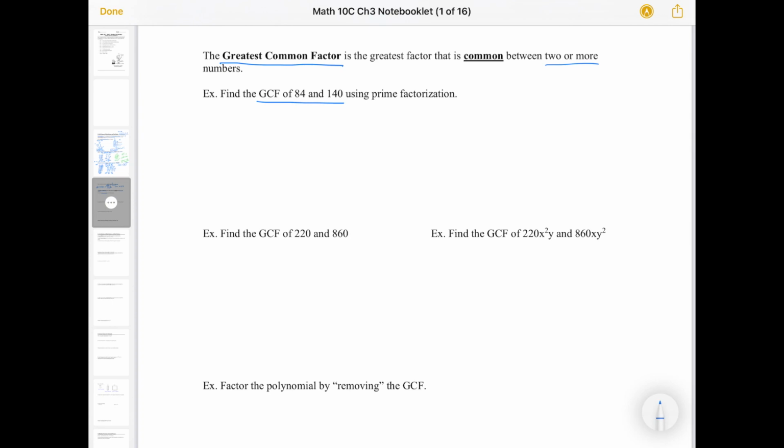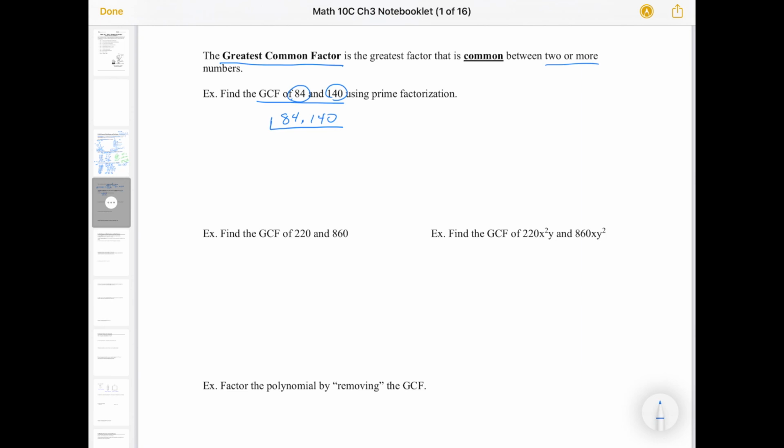So I set it up the same, and this is why I really like doing my repeated division by prime numbers. Because if you're doing a factor tree, you have to do a factor tree of 84 and a factor tree of 140, and then combine them. Repeated division, it's really nice. So I'm just going to set up just as before, but I'm going to put both numbers there. 84, 140. Now I need to find a prime number that divides both of them.